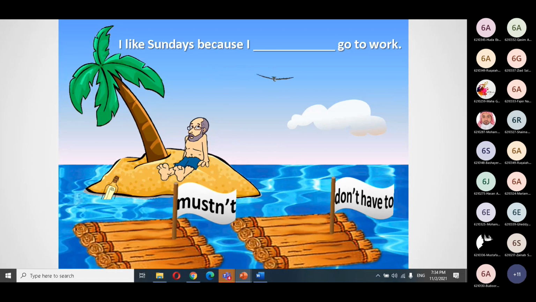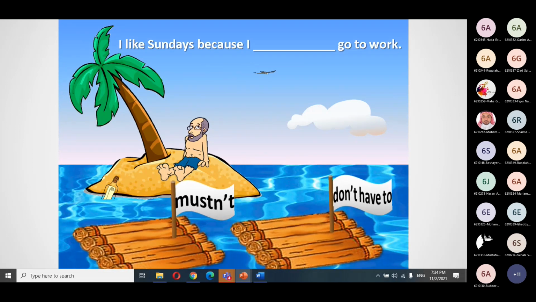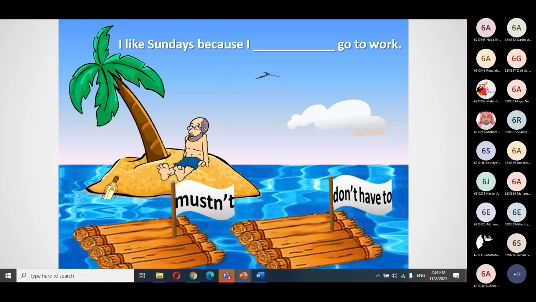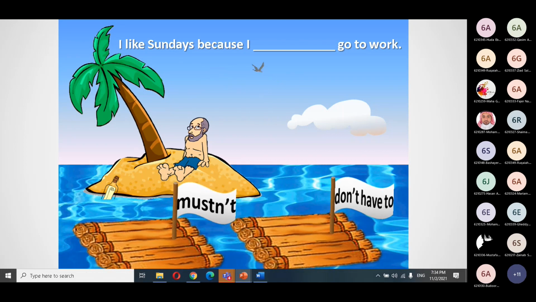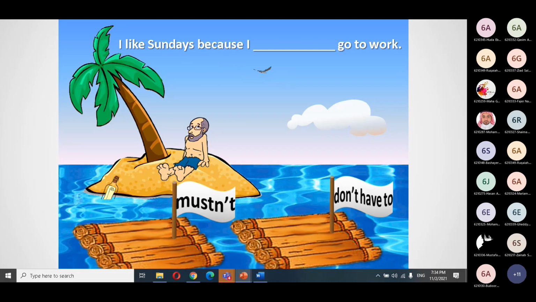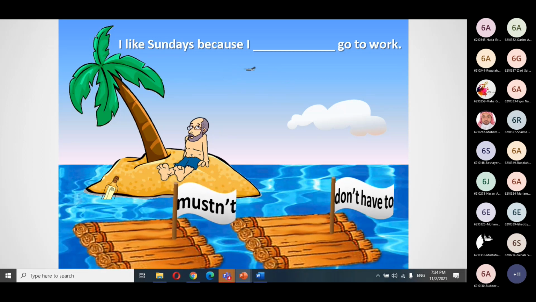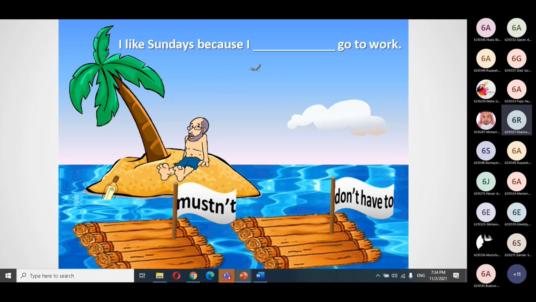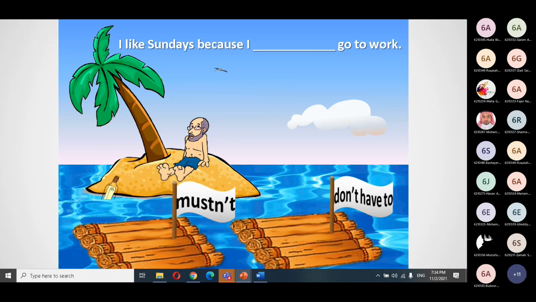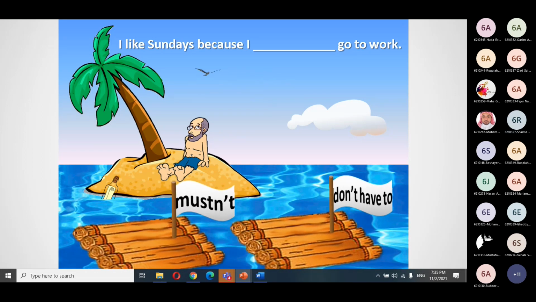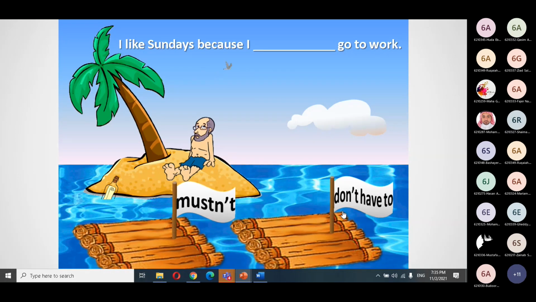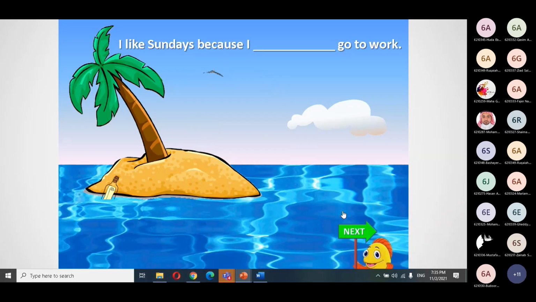Read the sentence. Which one is correct here? I like Sundays because I mustn't ولا don't have to go to work. Don't have to. أيوة. هنا you are free. You don't.